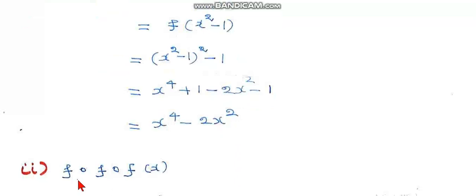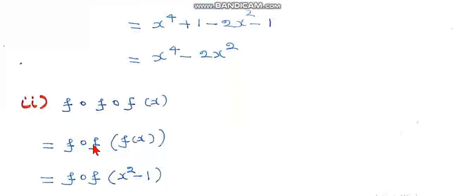Second subdivision, f dot f of x. That is f dot f of x. This f of x, f dot f of x. This dot will be there, this dot will disappear. f of x. This f operates on x, converting x into f of x. So this dot will disappear, this dot will be there. What is f of x? It is given in the problem, x squared minus 1.